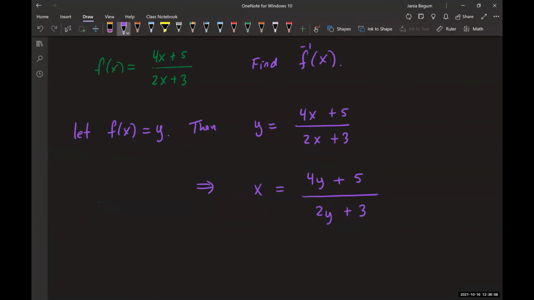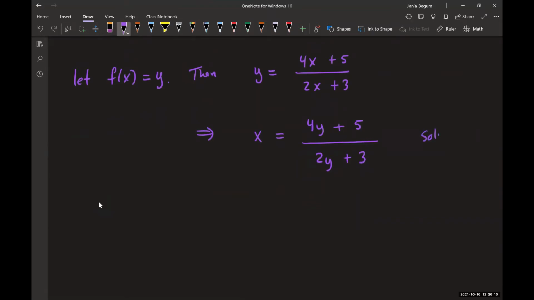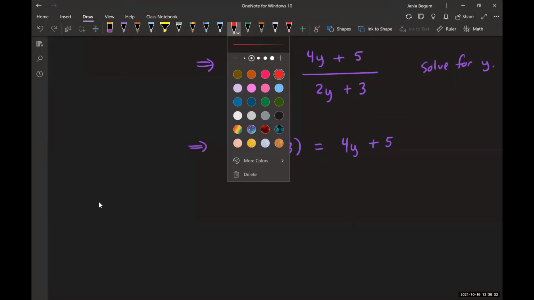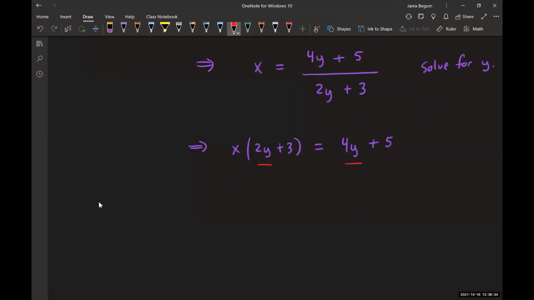Okay, once we switch, now we just solve for the variable y. The way we're going to solve it is multiplying both sides by 2y plus 3. That gives us x times 2y plus 3 is equal to 4y plus 5. And then we want to isolate y, and y happens to be in two different places, here and here. So how do you go from here? What do you guys think? Any thoughts?